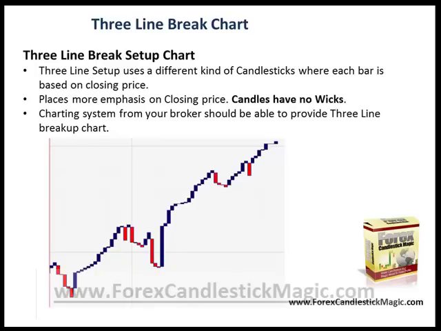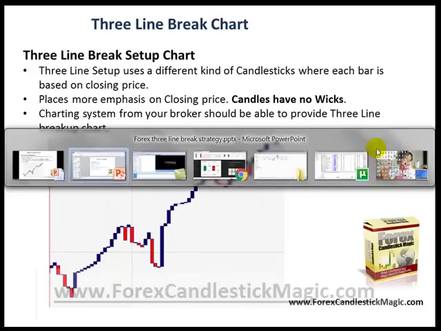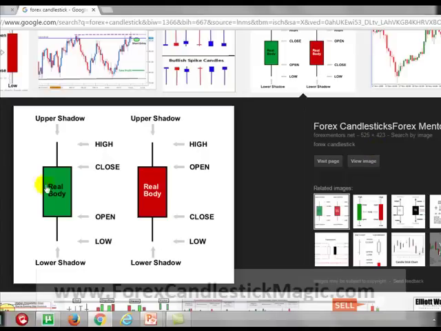So the three-line break setup is more like a candlestick kind of setup, but in this kind of chart, the candlestick used is different than the conventional candlestick. In a conventional candlestick, for example, you will see that there is a real body, there's a high, a low, open, close. Green is a bullish candlestick, and red is a bearish candlestick. So there's a real body and there are wicks.